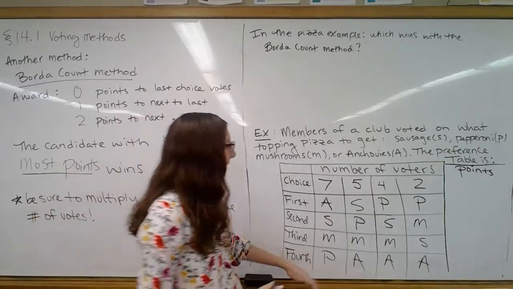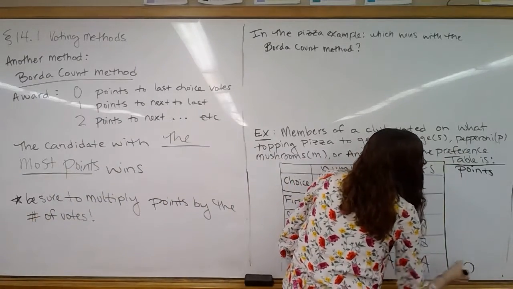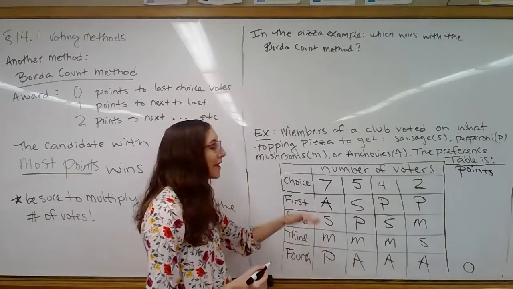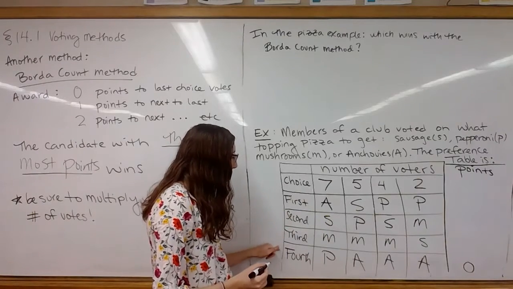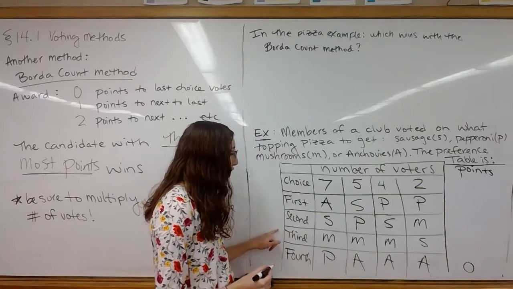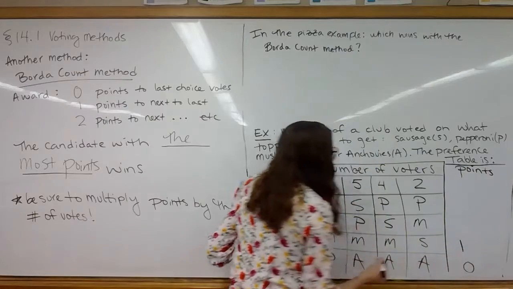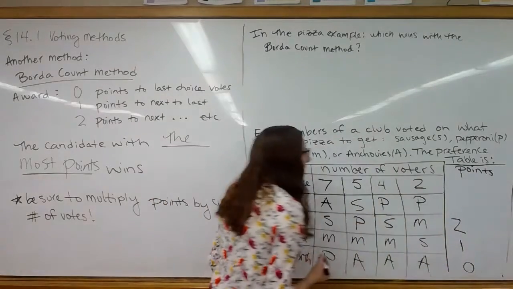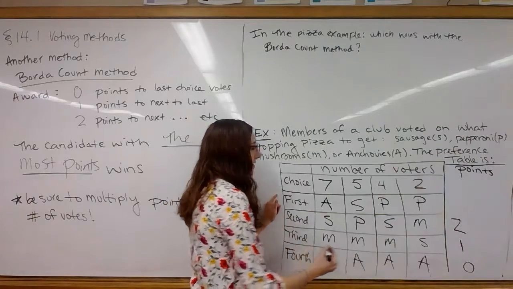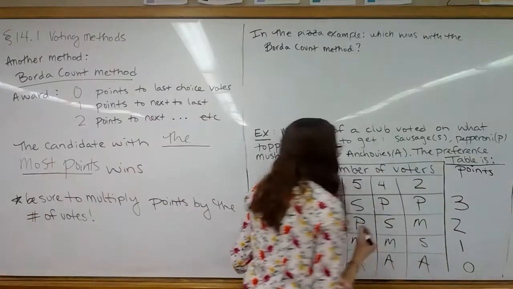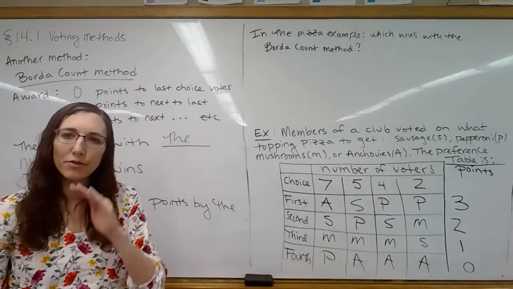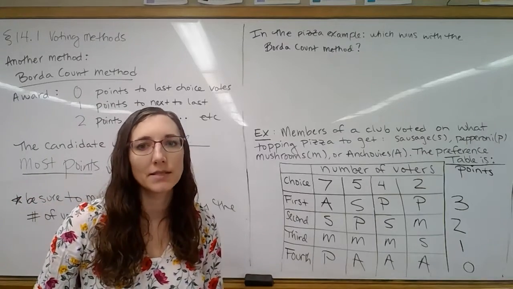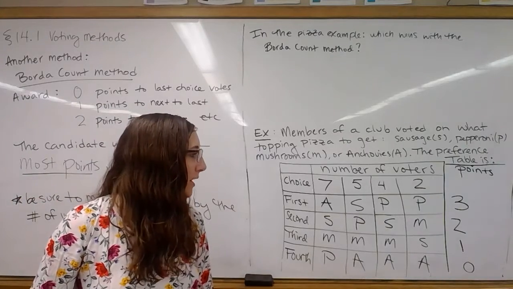So again, start at last choice. You give 0 points for last choice and then go up from there. In this one, fourth choice is worth 0 points. Third is worth 1 point. Second choice then ends up being worth 2 points. And first choice ends up being worth 3 points. You're always going to go 0 through 1 less than the number of candidates that you have, is how it's always going to work out.